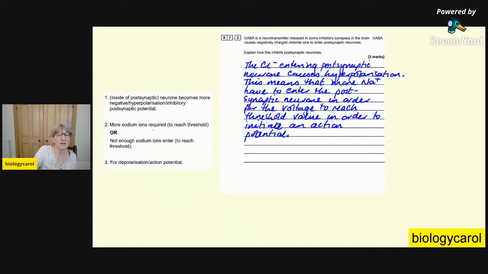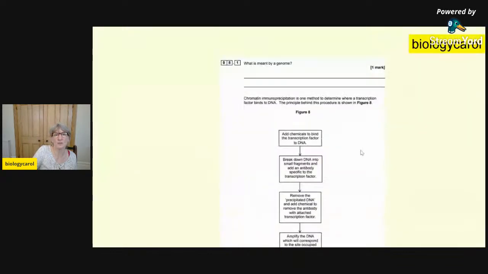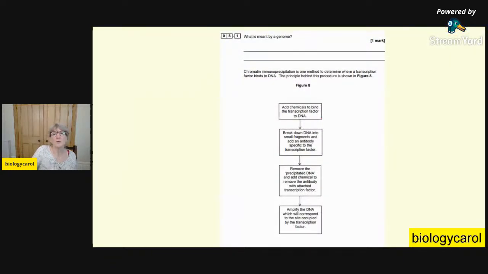So I've got hyperpolarization, more sodium ions required for action potential, got all 3 marks. Okay, 8, what is meant by genome? Genome, right, I'm going to be really honest with you. This is what I wrote. All the genes in an organism.